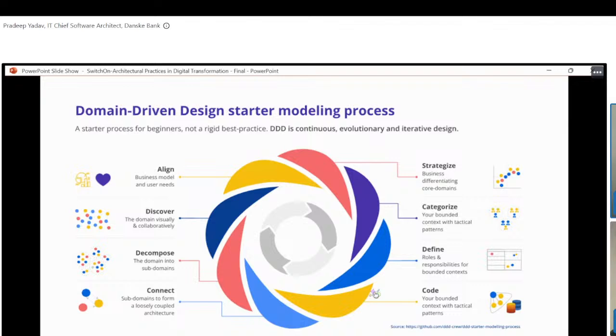So that we do, and next we take it into solution mode, where we decide on the tools and technologies. But remember that this is an iterative process. It's not the waterfall way.